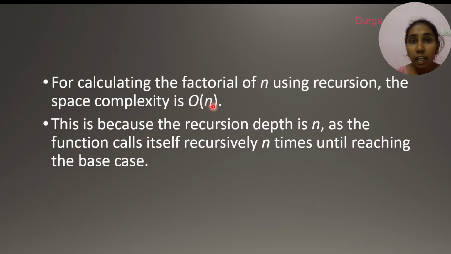Remember this, if the algorithm is taking a constant amount of space, that is order of 1. If the algorithm is taking space based on the input size, that means n, we can say order of n is the space complexity. This is because the recursion depth is n. The function calls itself based on the input size. If it is 5, it will call 5 times. If it is 10, it will call 10 times. The function calls itself recursively n times until it reaches the base case. So that's why order of n.